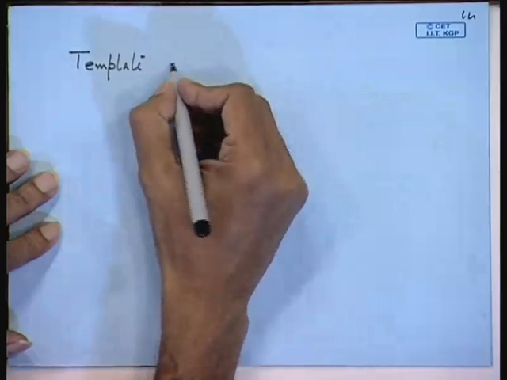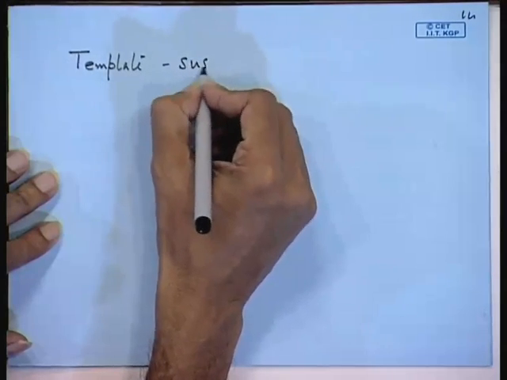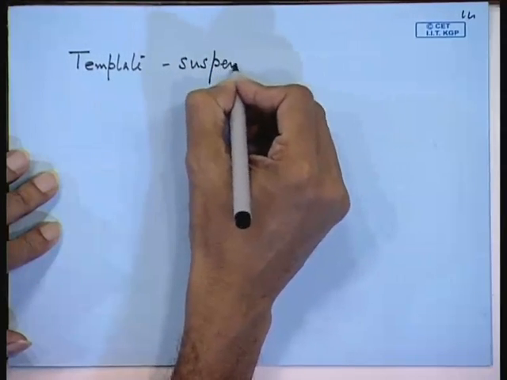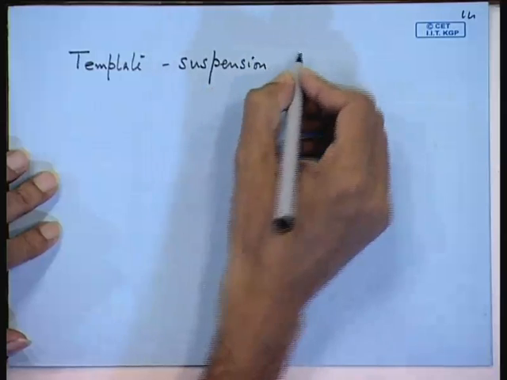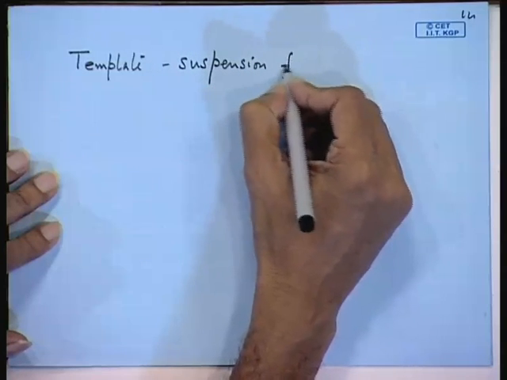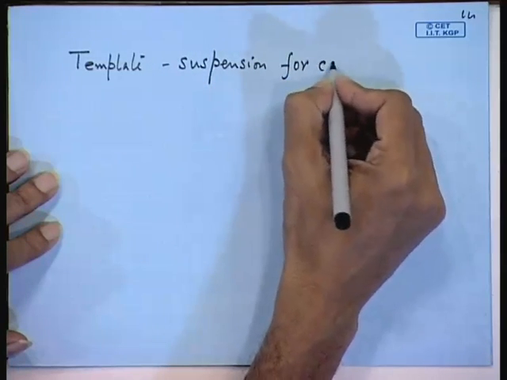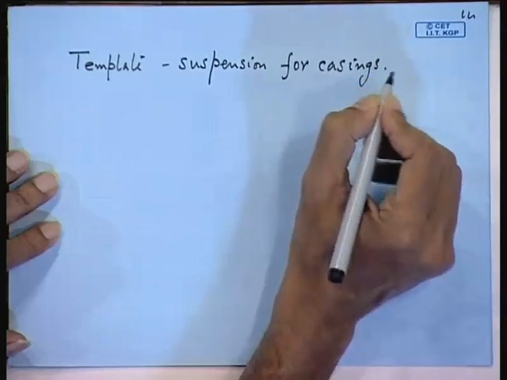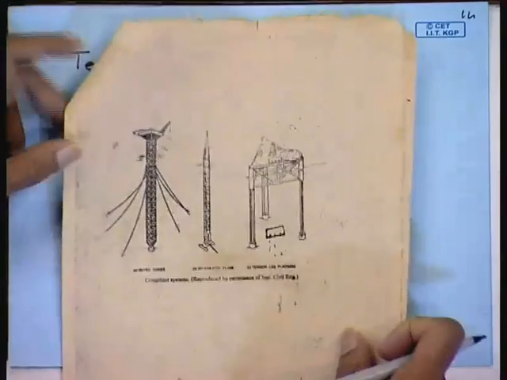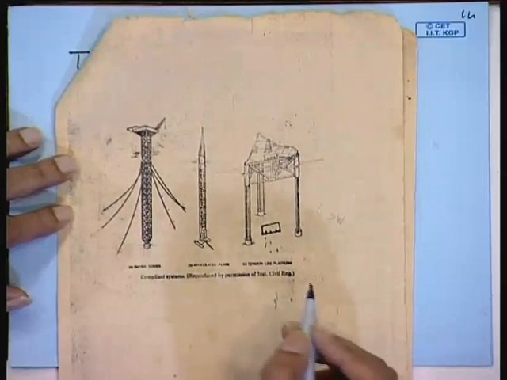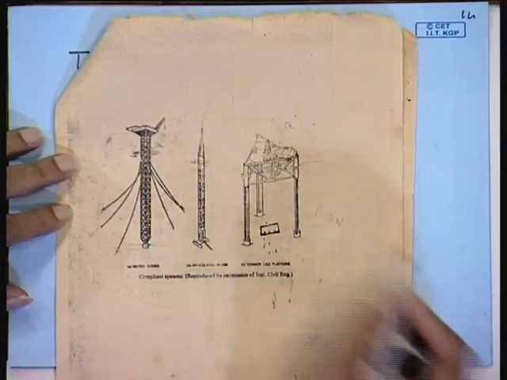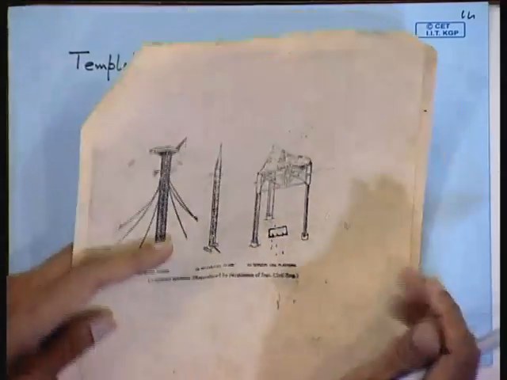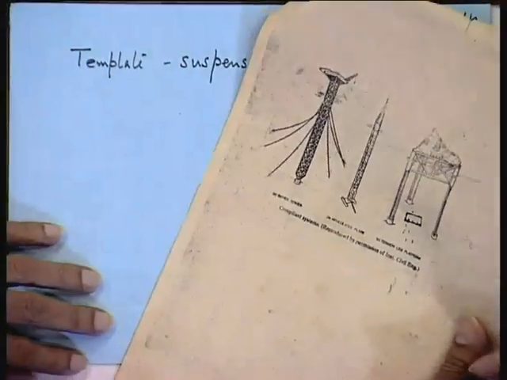Template is actually a suspension for casings. So, these are the smaller type of platforms, that is your guide tower, articulated flare. The larger varieties are your TLP and semi-submersible, which are the most common actually.